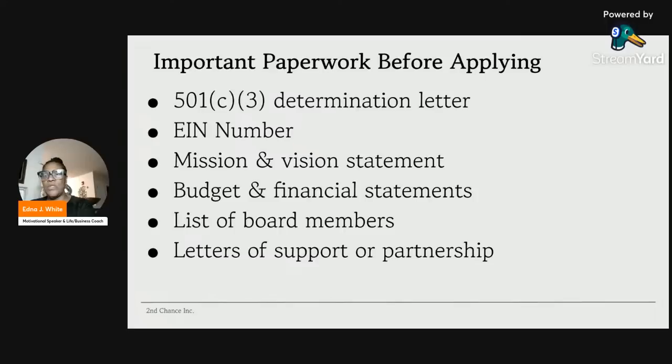You're going to need those, which are very important, because you can't do anything with any grant, even the private grants. You're going to need some type of proof. Even when you apply for in-kind donations, maybe food from restaurants, you're going to need a 501c3 determination letter. That's the letter that's going to show them that you're a 501c3 and they can donate to you and get a receipt for it. Okay?